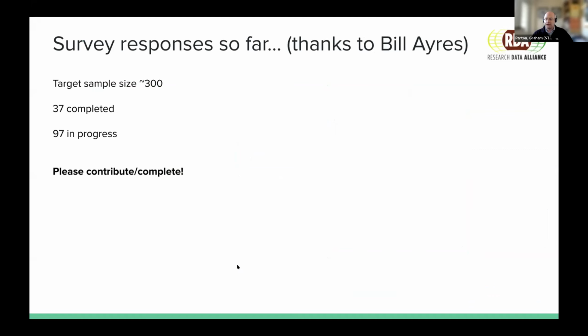At the moment, we are aiming for a hopeful target sample size of around 300. And Bill's about to give us some live scores on the doors. Yeah, so as of about 5 minutes ago, it's gone up a little bit. We've got a handful more: 41 completed responses and 107 in progress. So anyone in the room who may be in progress, we encourage you to finish it so that we can add it to the full data set in good time. Thank you very much, Bill.